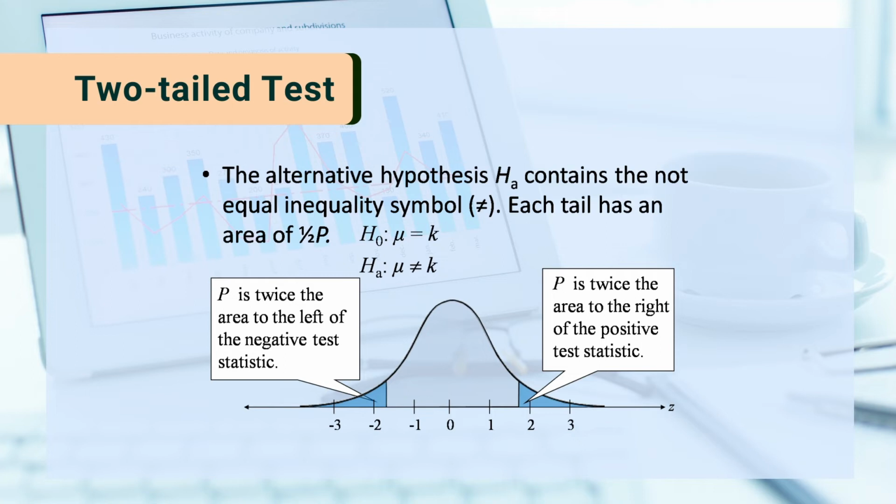If you see this image, P is twice the area to the left of the negative test statistic and would be depicted on both sides. It could be at the left side, and it could be at the right side. The test statistic is there on both sides, and the left side could be called the left tail and the right side the right tail, and this is called two-tailed because you will find a flavor of left and right both. So P is twice the area to the right of the positive test statistic.